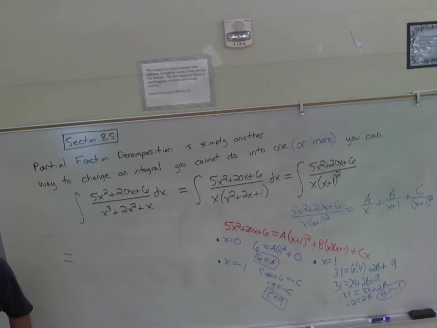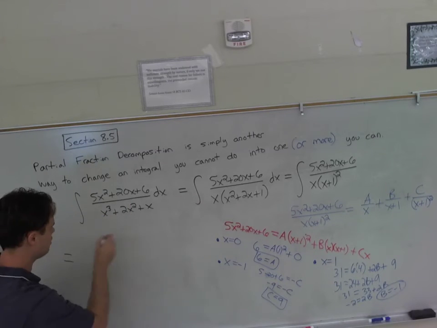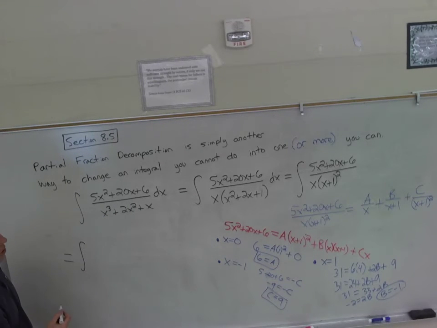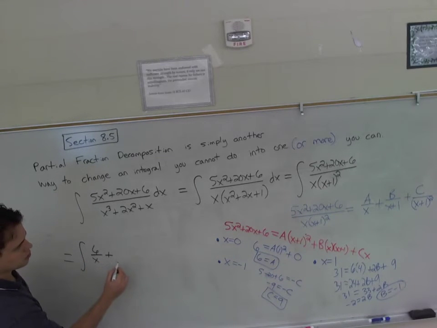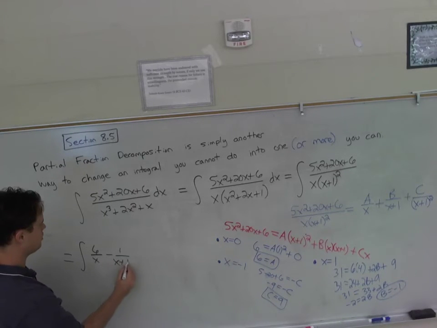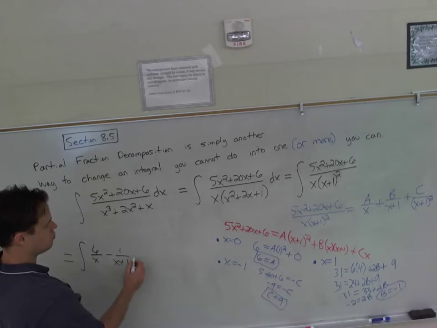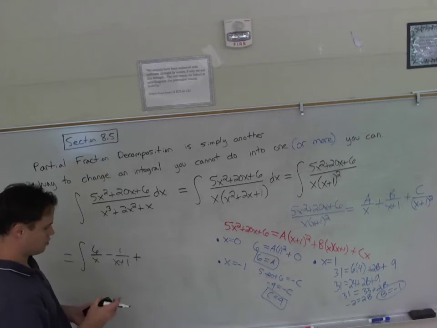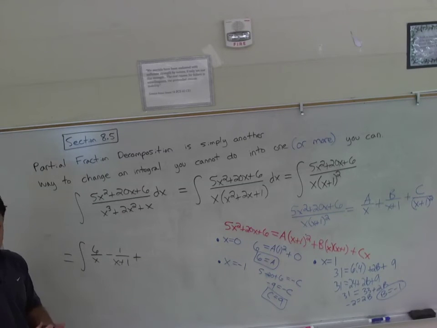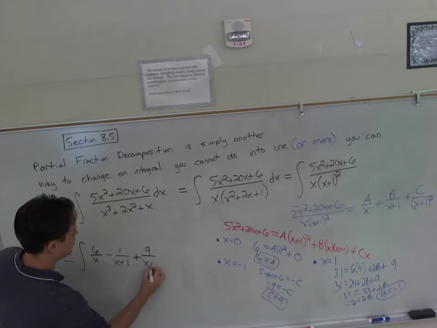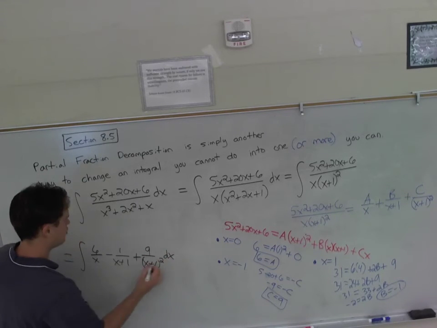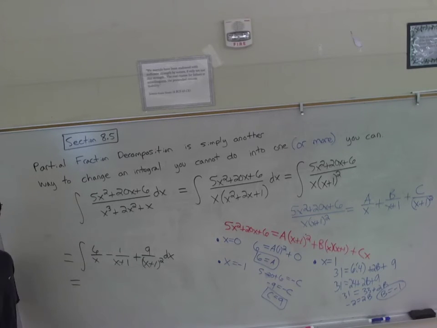Okay, so we've got how many pieces? 3 pieces. So this integral is equal, we can put it over there or over here, equal to 6 over x plus what? Oh, is it minus? Minus 1 over x plus 1, and then what? Plus, sorry, timer. Guess you guys got done in time. Plus 9 over x plus 1 squared. Distribute the integral. I'm not going to show that step.